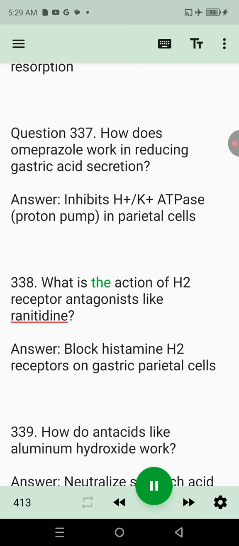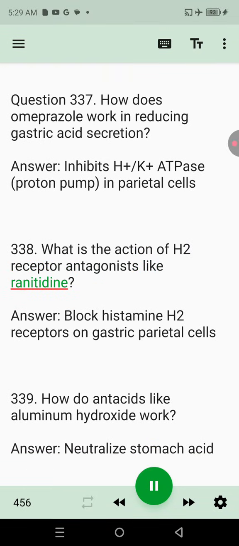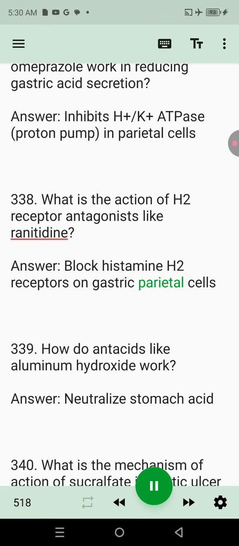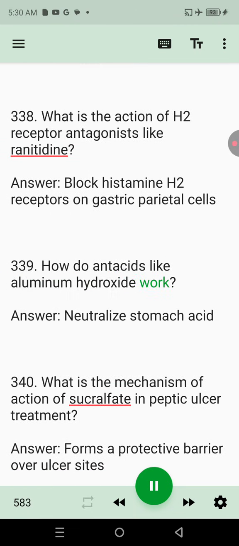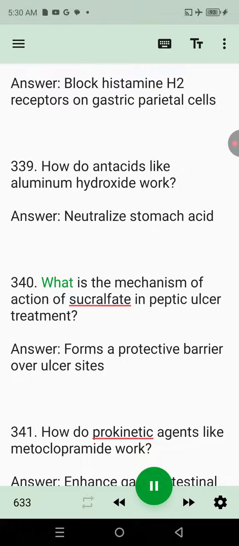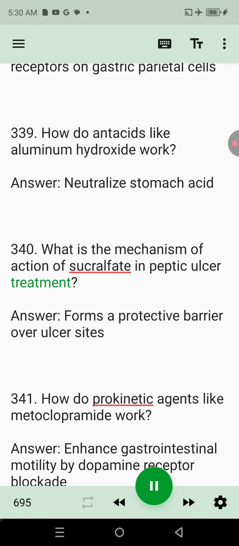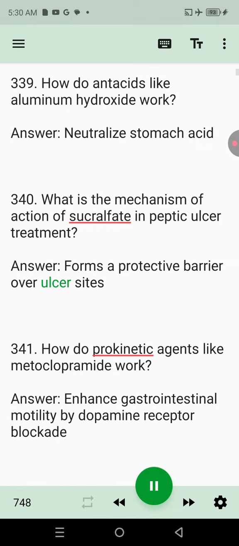338. What is the action of H2 receptor antagonists like ranitidine? Answer: block histamine H2 receptors on gastric parietal cells. 339. How do antacids like aluminum hydroxide work? Answer: neutralize stomach acid. 340. What is the mechanism of action of sucralfate in peptic ulcer treatment? Answer: forms a protective barrier over ulcer sites.